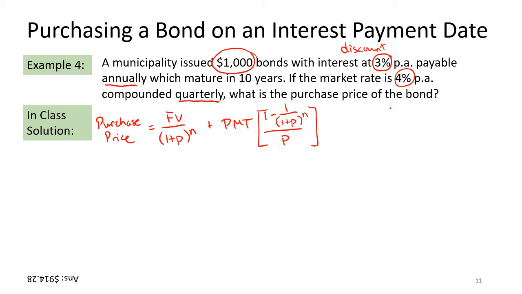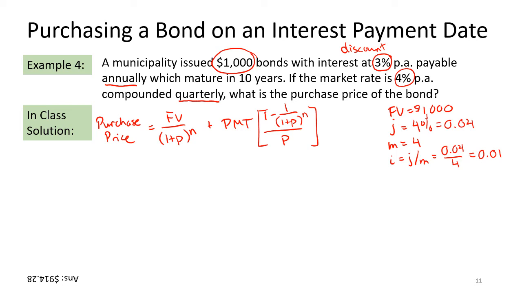All right? So our face value in this case is $1,000. Our nominal rate of interest, J, is 4%, which is 0.04. And in this case, our interest compounding periods is quarterly, so M is 4. So our periodic rate of interest, I, is J divided by M, or 0.04 divided by 4, which gives us 0.01.